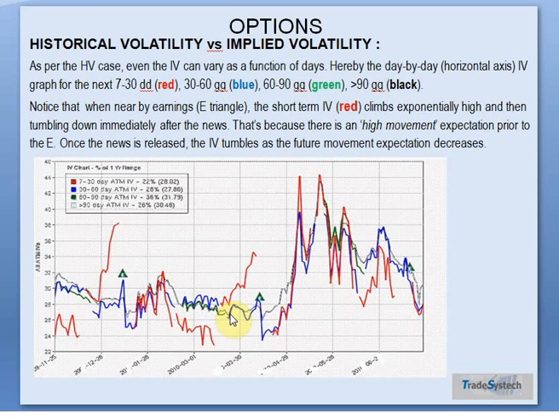Hello, welcome to everyone. In this new video tutorial, we are going to discuss implied volatility and historical volatility. What's the difference? What's the meaning? Let's start then from the definition.